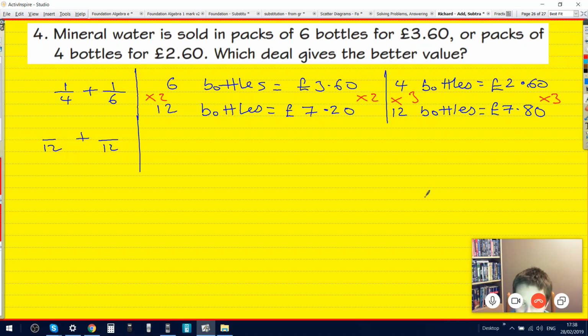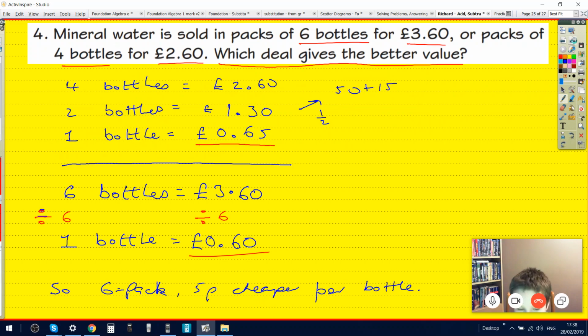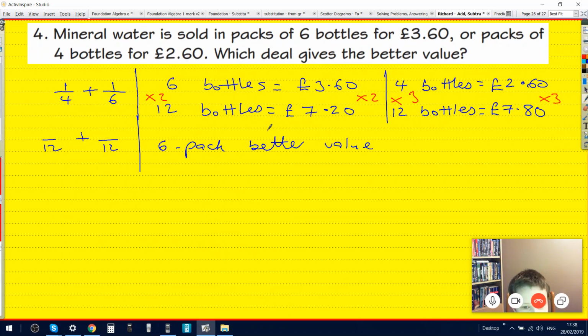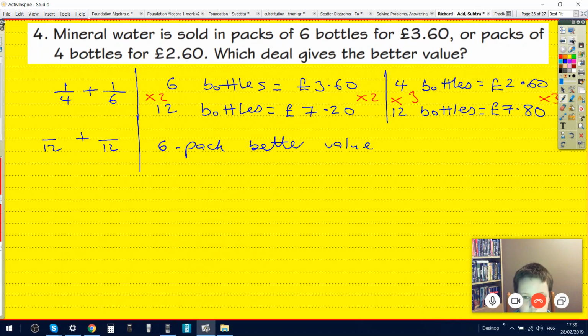Which pack is the 6 bottles for £3.60 again? Yes. So the 6-pack is better value because 12 bottles are £7.20. The other one, 12 bottles, are £7.80. And so using the first method, you find the price of one bottle in each by dividing. Yes. In the second method, you find a common multiple by multiplying. So some people find multiplying easier than dividing, so they can use this method. You're pretty good at dividing, so you could pick whichever method you prefer.